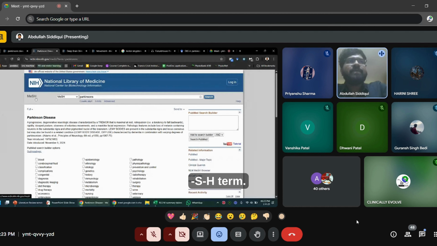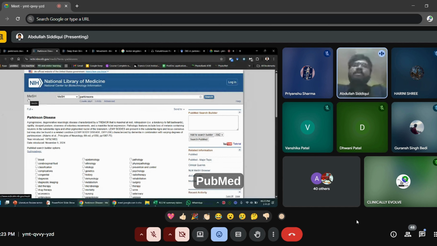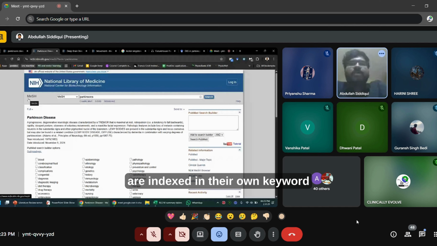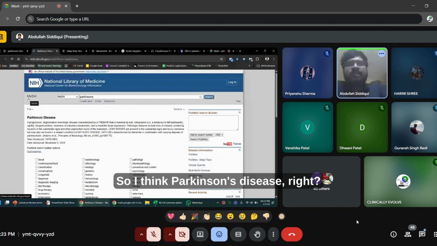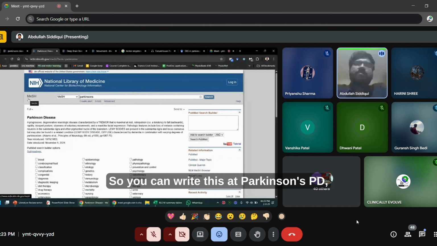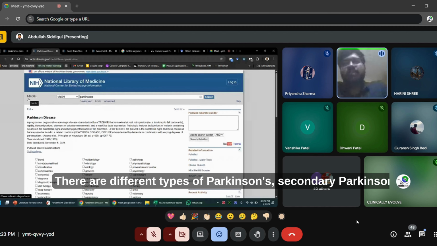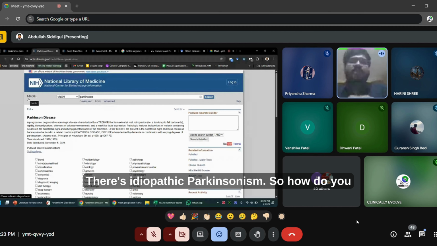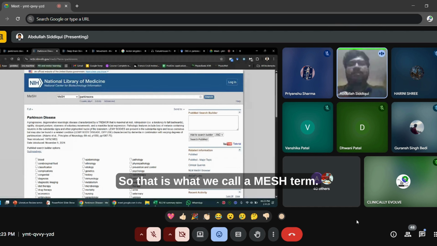MeSH term? So all the studies that are submitted to PubMed are indexed in their own keyword system. So writing Parkinson's disease, right? You can write this as Parkinson's, PD, Parkinson only. There are different types of Parkinson's, secondary Parkinsonism, idiopathic Parkinsonism. So how do you collate all of those terms into one big term? That is what we call a MeSH term.